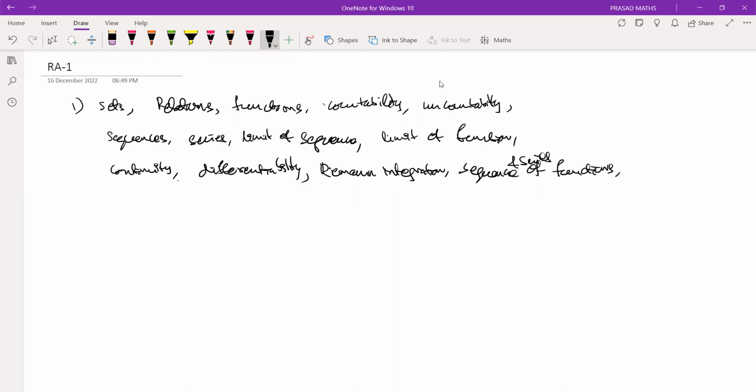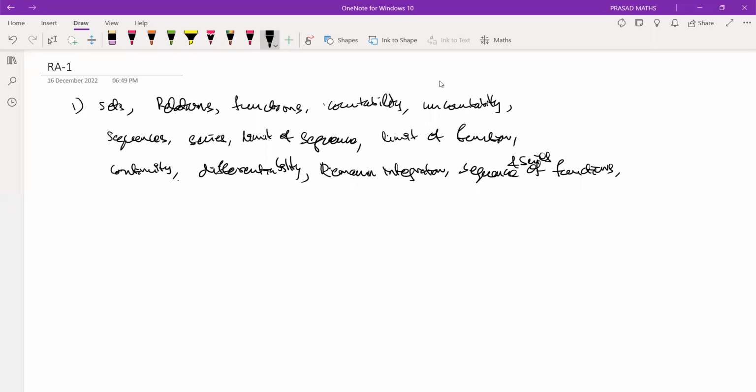And for the sequence of functions, we'll see what is the relation between sequence of functions and differentiability. What is the relation between sequence of functions and Riemann integration? What is the relation between sequence of functions and continuity? And we'll see the conditions, right? So these are the major topics in real analysis.